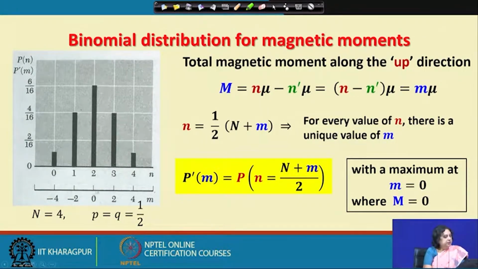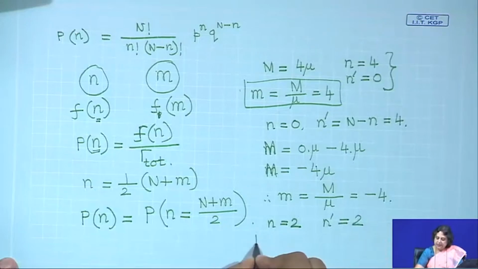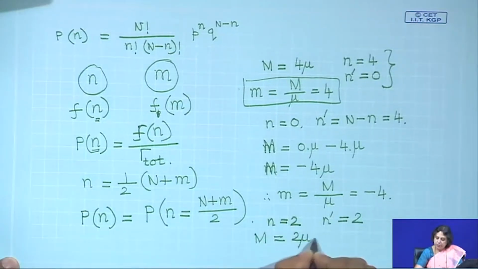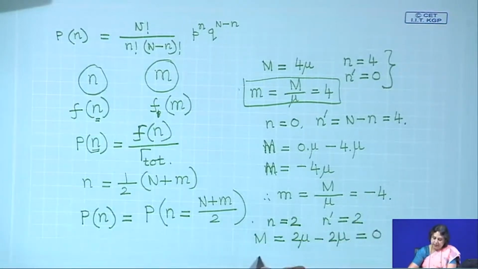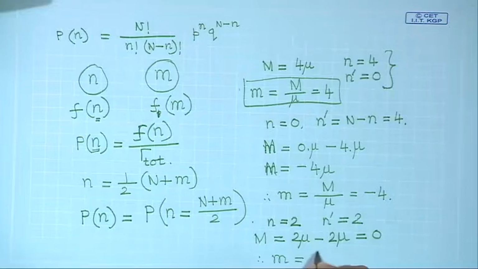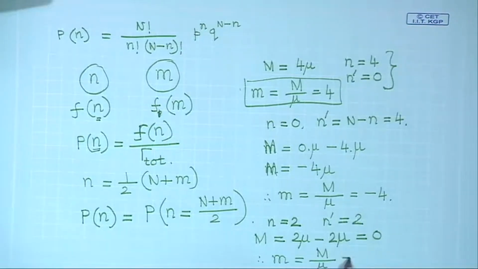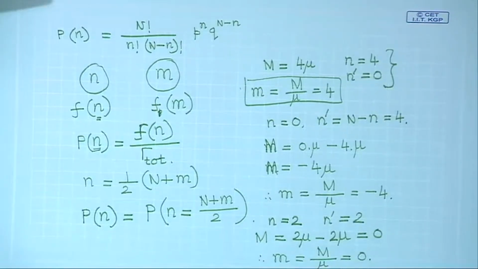Now, please note that the small m equal to 0 is associated with small n equal to 2. Now, small n equal to 2 would give me n prime equal to 2, which means the total magnetic moment is going to be equal to 2 mu minus 2 mu, that is equal to 0. Therefore, small m is going to be equal to 0 for non-zero values of mu.